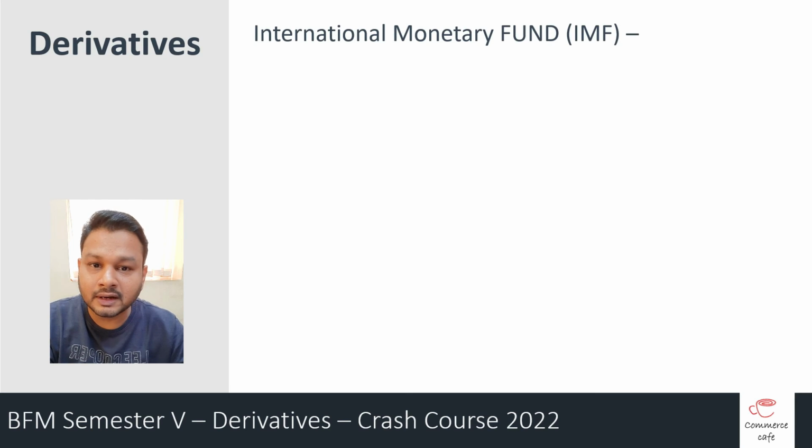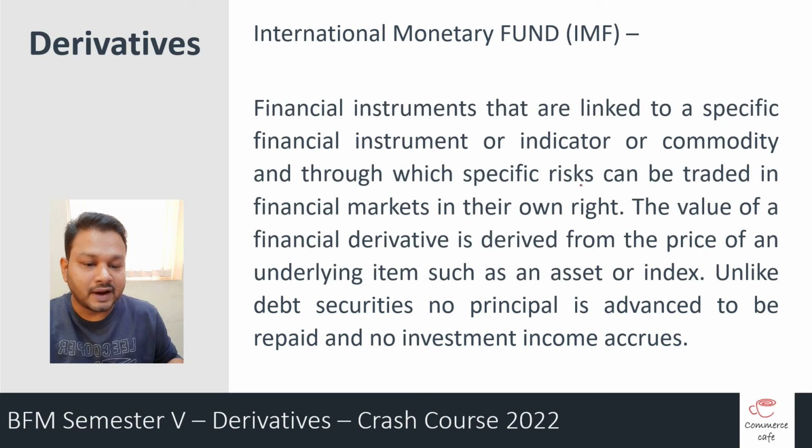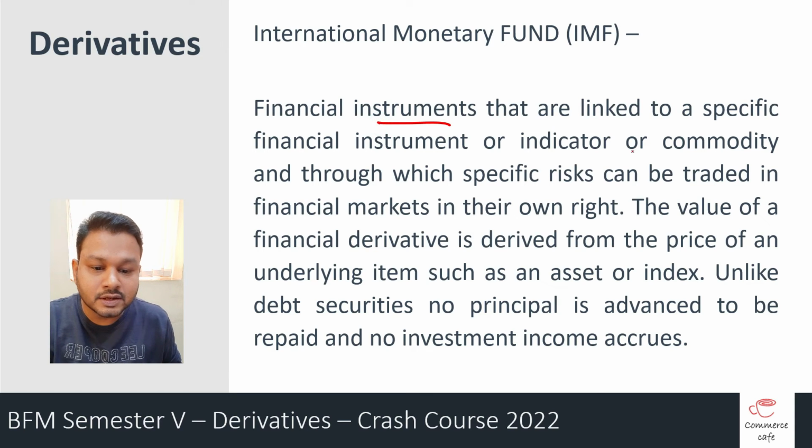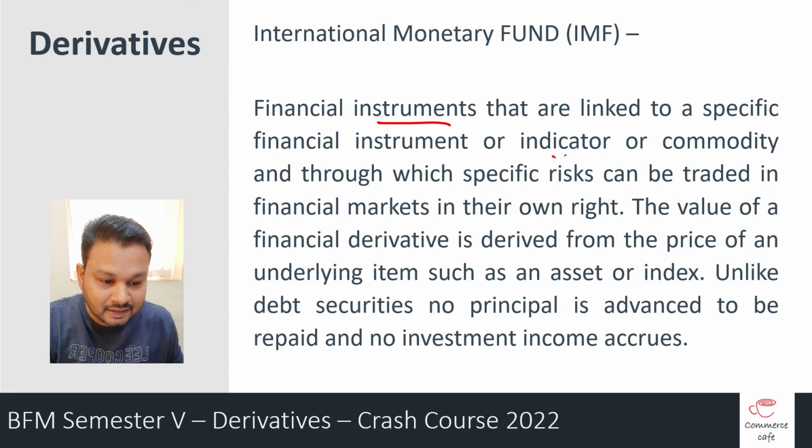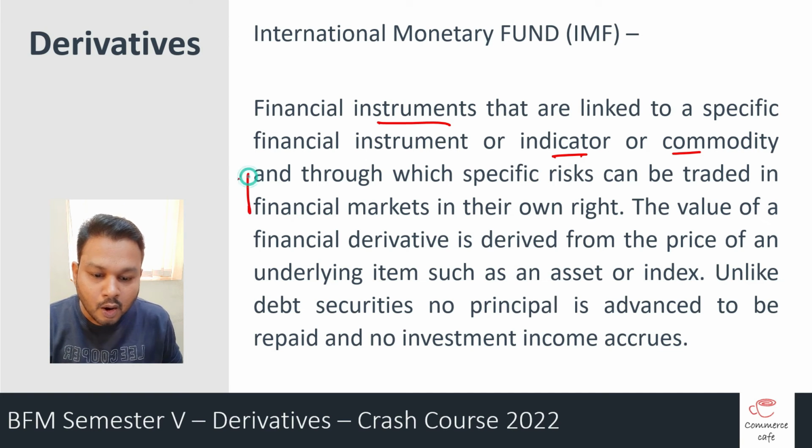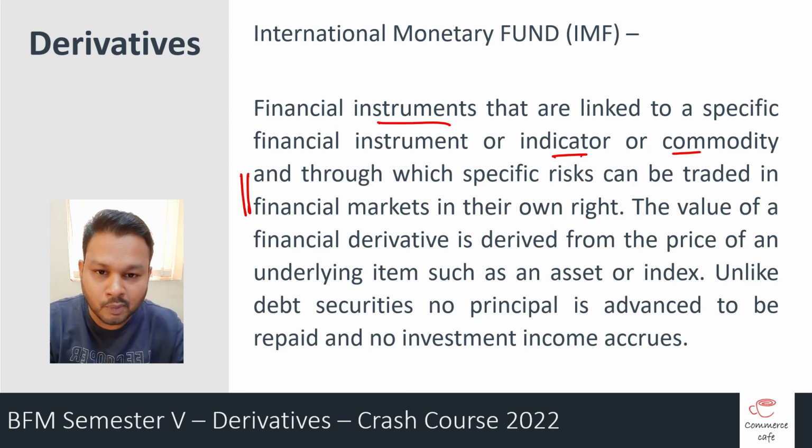According to the IMF, International Monetary Fund, the definition is financial instruments that are linked to a specific financial instrument, some other financial instrument or some other indicator or a commodity, and through which specific risk can be traded in the financial market in its own right. What is the meaning of this part? Once we get to a little more detail, we'll understand this part. Without being interested in gold, you can basically trade or speculate in risk associated with price fluctuation of gold. We will understand it in much detail in upcoming videos.